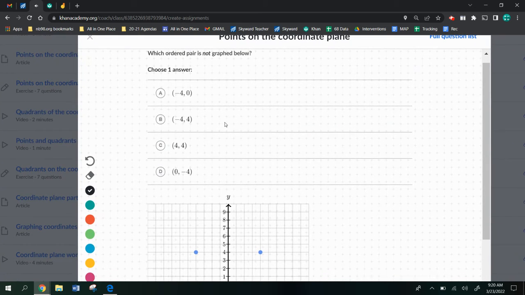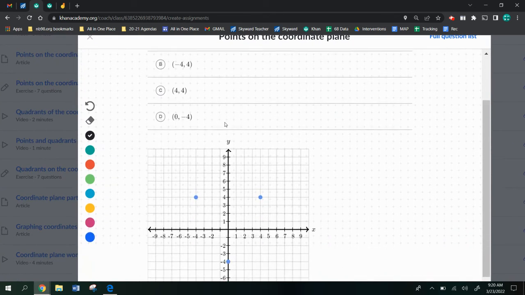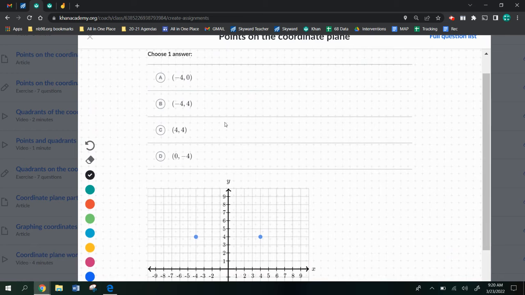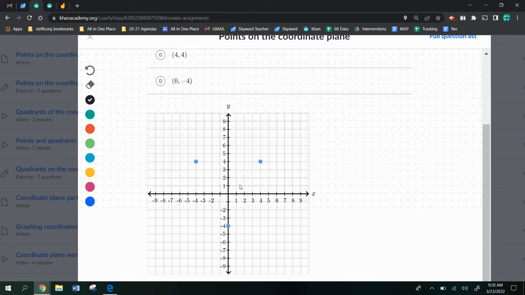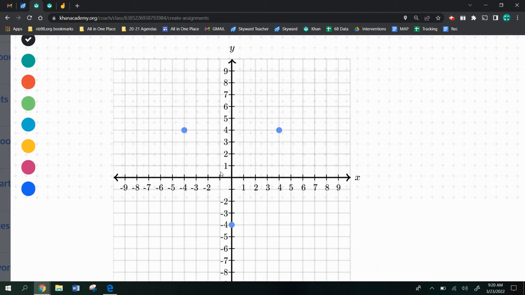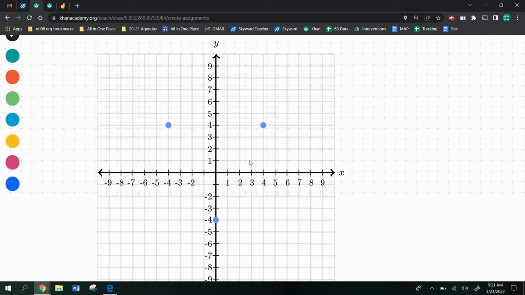Which ordered pair is not graphed below? My best advice for these problems, because you'll see 2 or 3 of them, label the points that you do see on the graph, and then just select the one that you didn't write. So I'm starting with this one here on the left. If I start at the center, I'm going to the left 4, so -4, and then I'm going up 4, so -4, comma, +4.